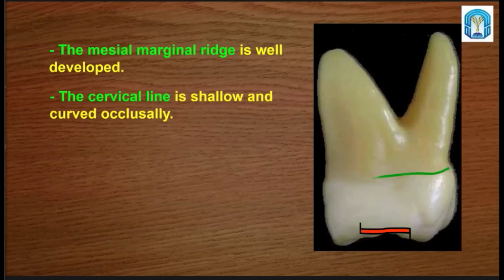The mesial marginal ridge is well developed. This is the mesial marginal ridge. Mesial marginal ridge means the outline of the mesial side is very well developed. The cervical line is shallow and curved occlusally. This is a little bit shallow and curved occlusally.